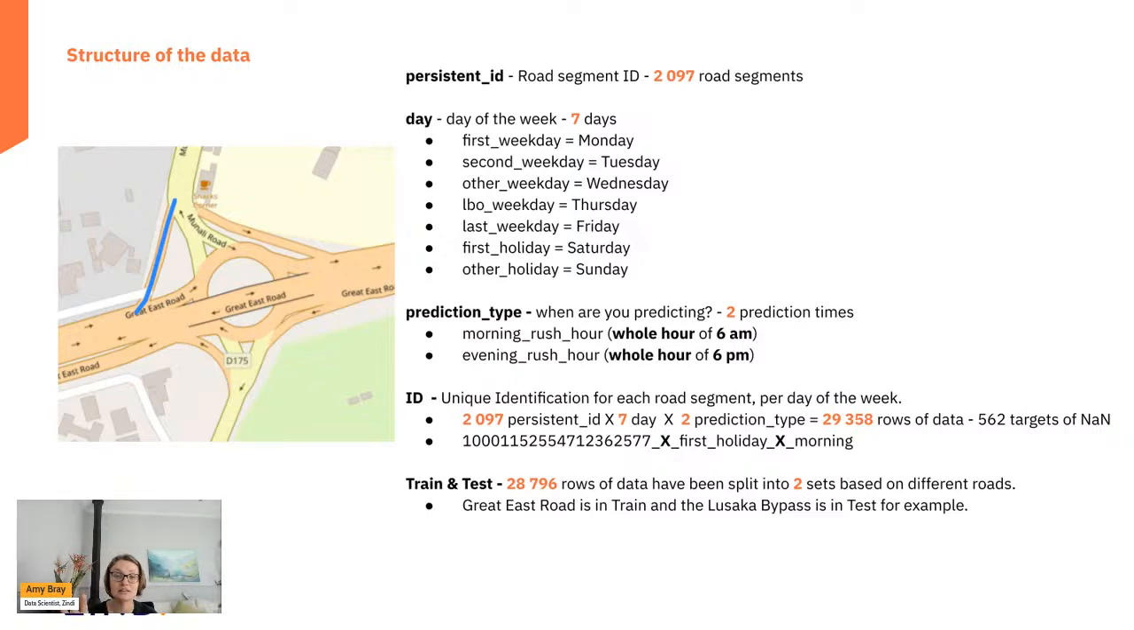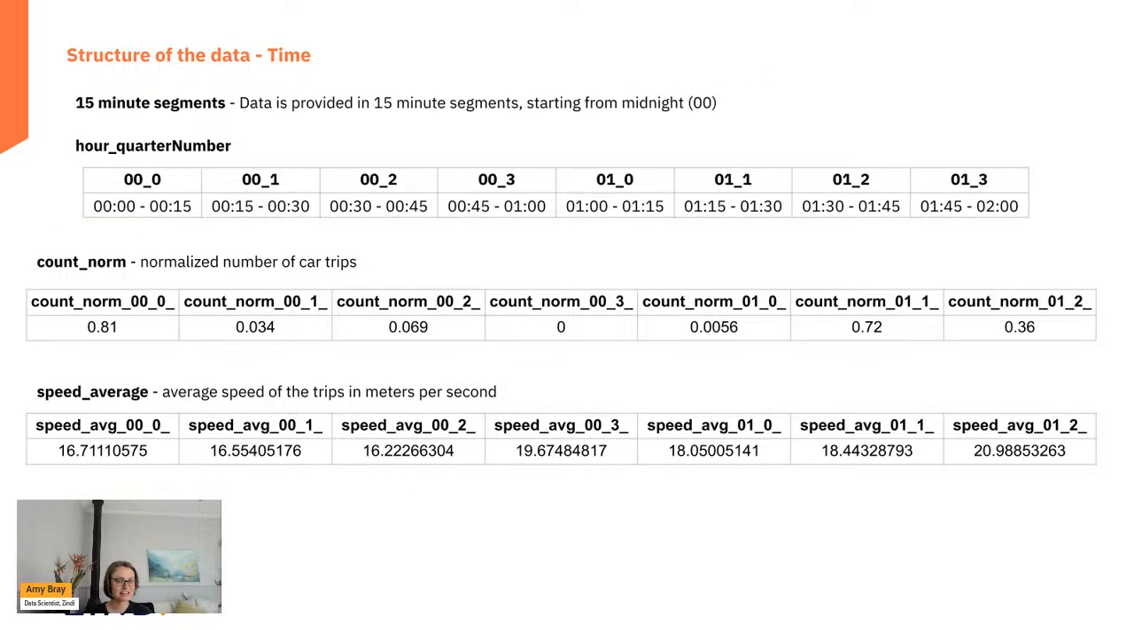So now we've talked about how we identify the data, but now we need to talk about the times, because that's the most important part about the data. Brilliant. So the data is in 15-minute segments, and it starts at midnight. So if you look in the first table over there, we've got 00_0. That means that quarter is from midnight to quarter past midnight. 00_1, that's the second 15-minute quarter. So quarter past midnight to half past midnight.